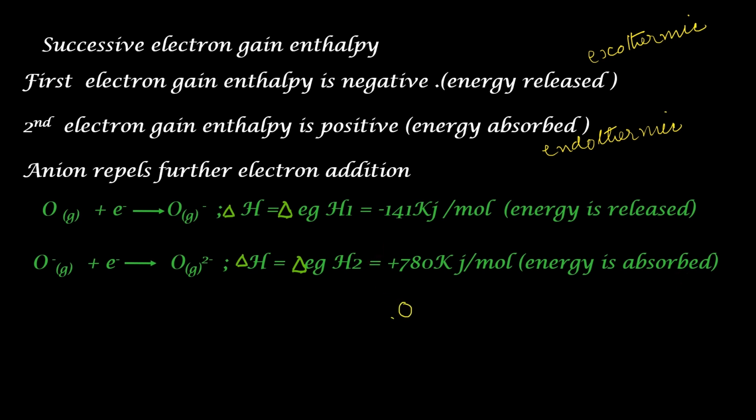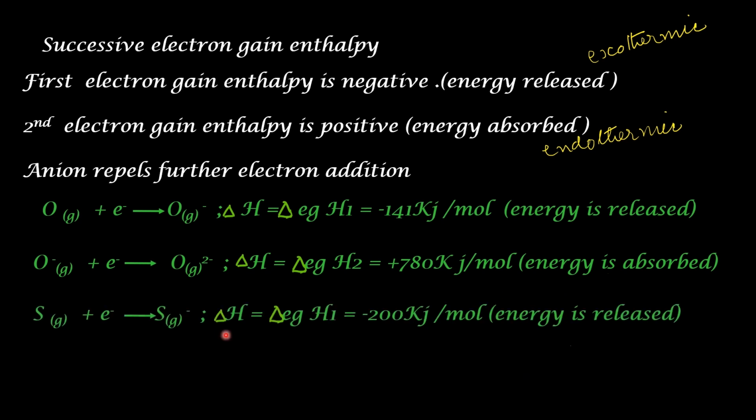The electron configuration for O2 minus will be 1s2, 2s2, 2p6. Atomic number is 8, but the total number of electrons becomes 10, which is equal to the number of electrons present in neon, the succeeding inert gas. So that is why O2 minus is more stable than oxygen neutral atom.